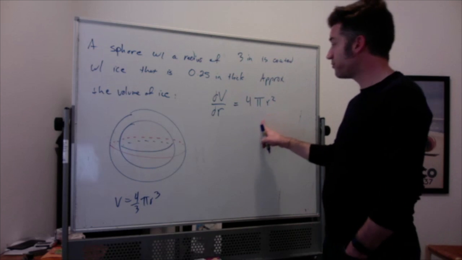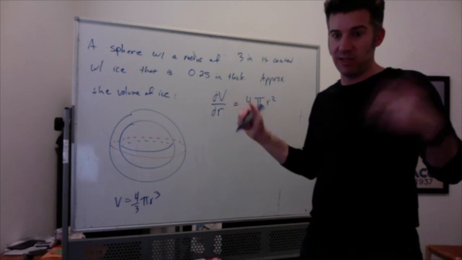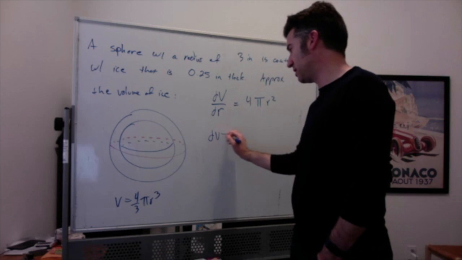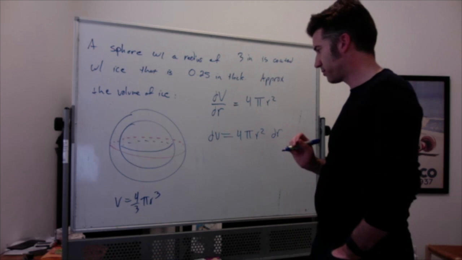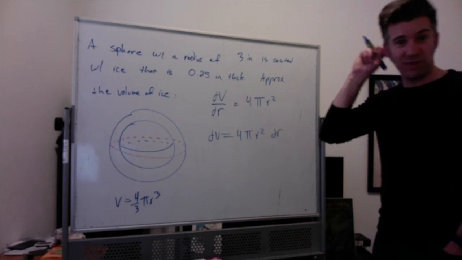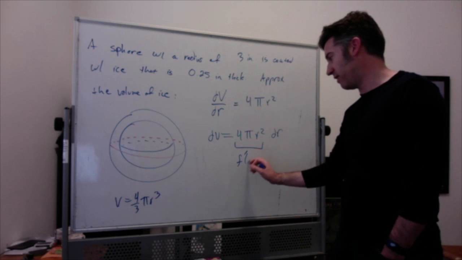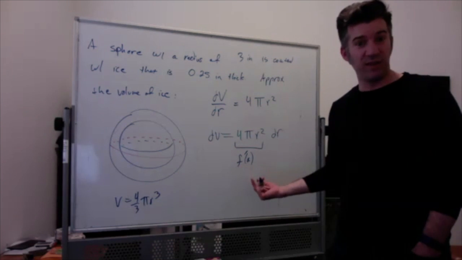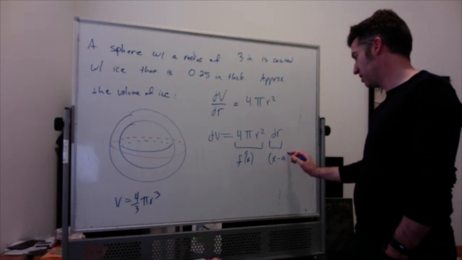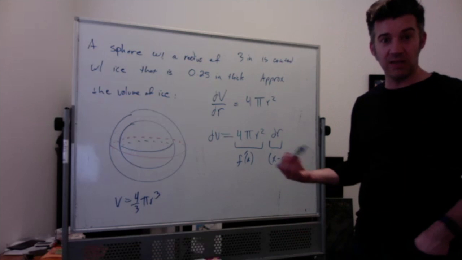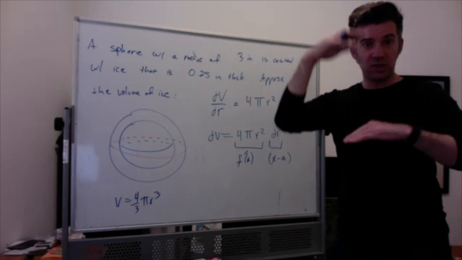So then I'm going to solve for dV by multiplying both sides by dr. So that dV is equal to 4 pi r squared dr. And again, I really just want to point out that's my f prime of a. That's just my derivative. That's just my x minus a. Right? If I'm thinking about the linearization, this is just the change part, right?